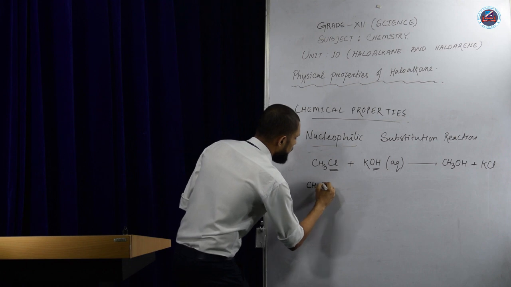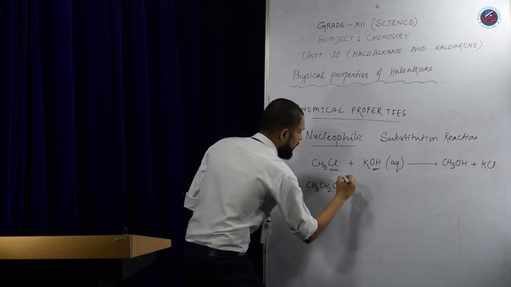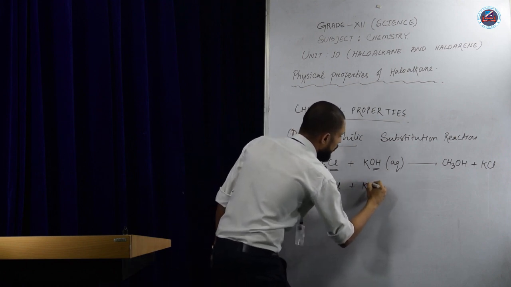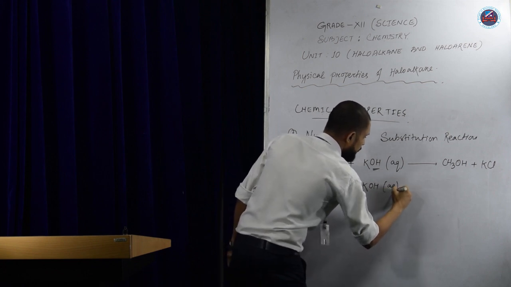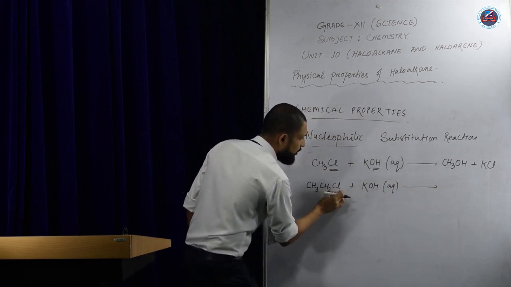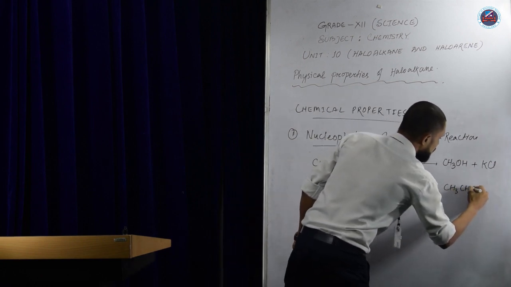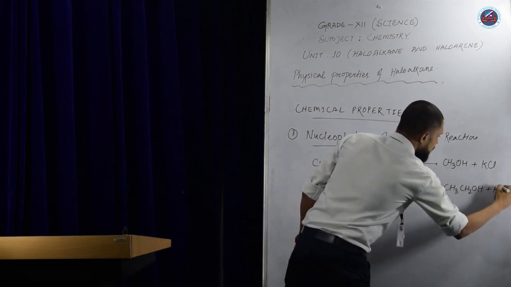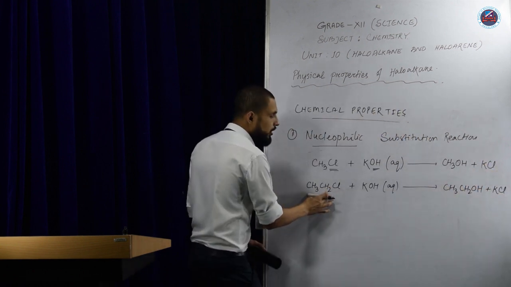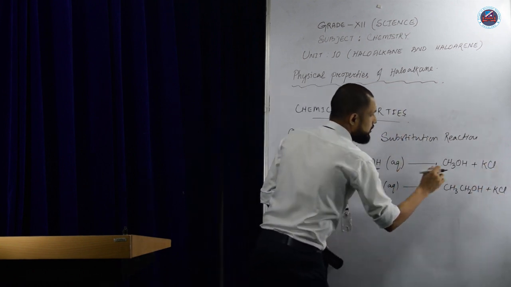Let us take one more example. So CH3CH2Cl plus KOH, aqueous medium. So again Cl will be replaced by OH. So you get CH3CH2OH plus KCl. So chloroethane will give ethanol.